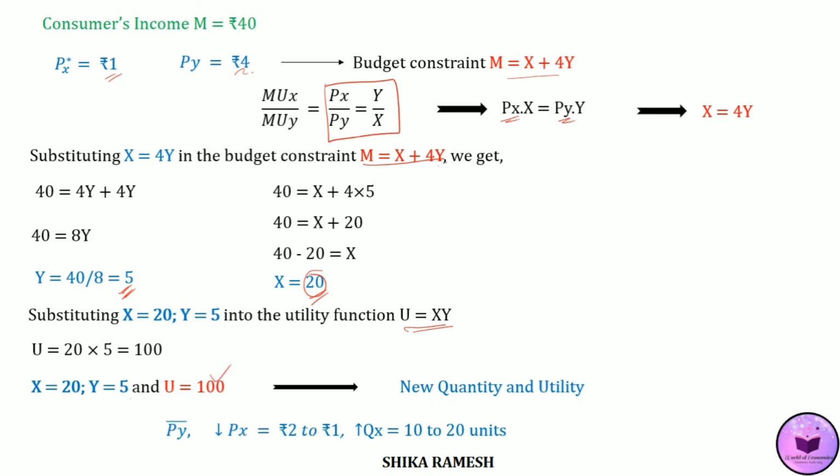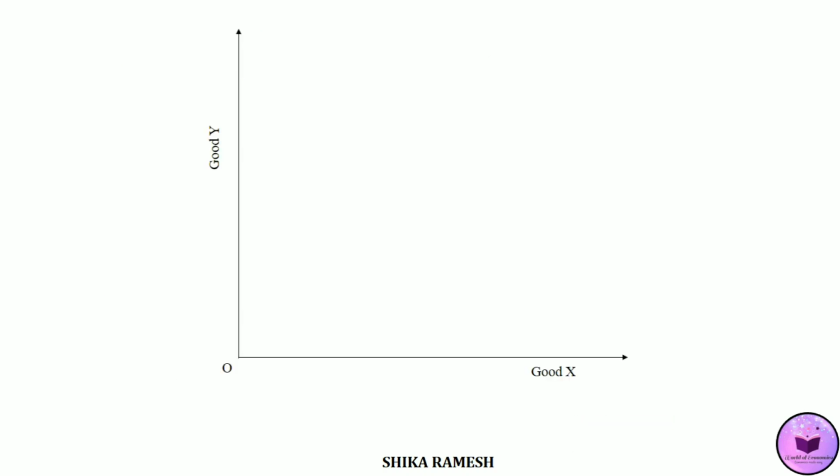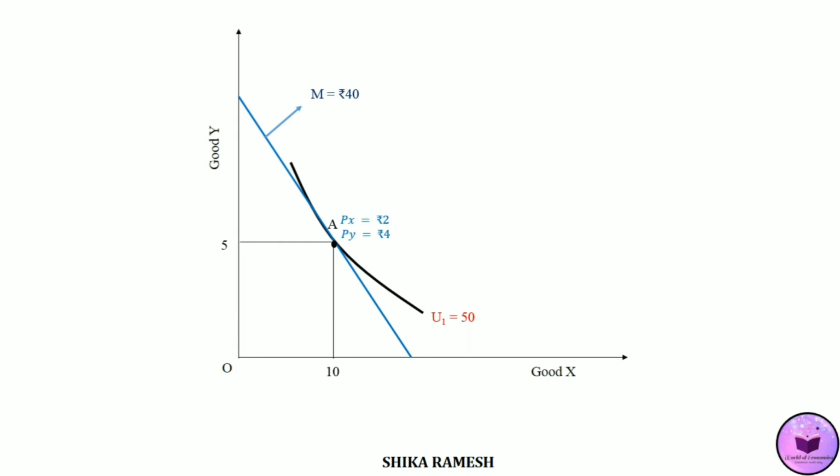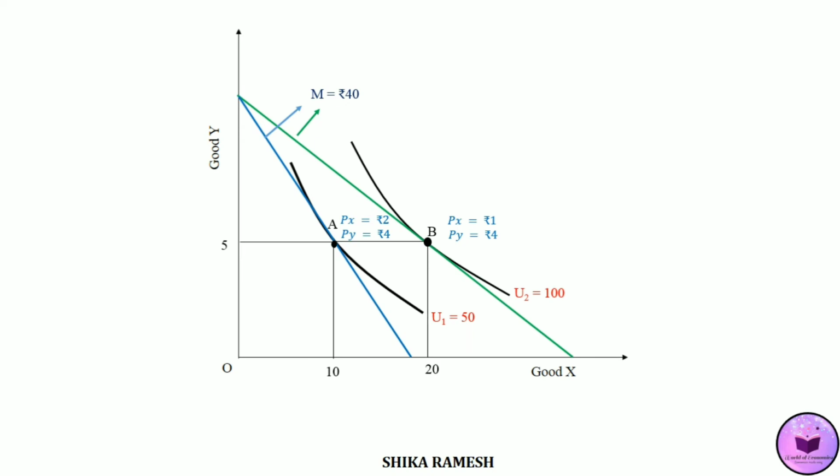Now if we plot a graph with these values, we get the initial budget line with the utility level 50, wherein the consumer reaches equilibrium at point A and consumes 10 units of good X and 5 units of good Y. Now suppose the price of good Y remaining the same, when the price of good X decreases from rupees 2 to 1, consumer's real income increases, which is shown by an outward shift in the budget line, and in the new budget line the consumer again reaches a higher utility level, that is 100 utils, and consumes 20 units of good X and 5 units of good Y. So here the consumer has consumed an additional 10 units of good X due to the decrease in the price of good X, the price of Y remaining the same.